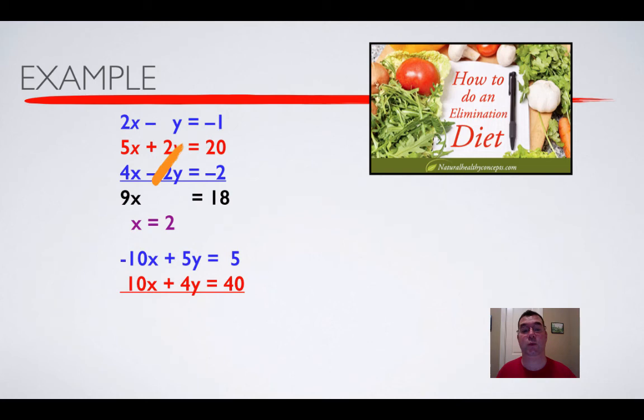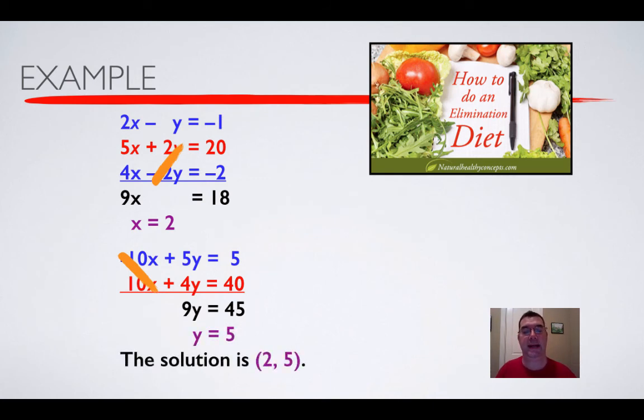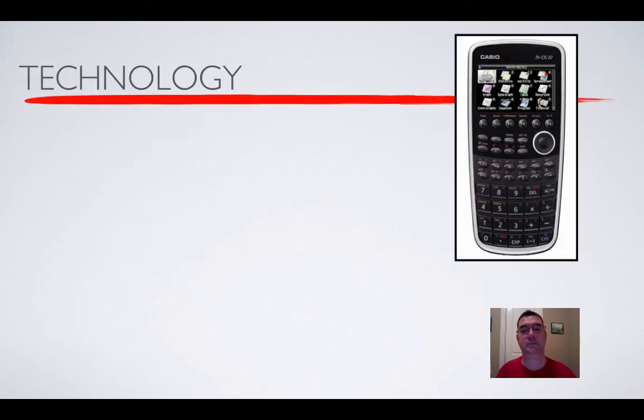Now, instead of the y's canceling out, the x's are going to cancel out when I add the two equations together. Negative 10x plus 10x is nothing, so I've got 5y plus 4y is 9y, and 5 plus 40 is 45. And if I divide by 9 on both sides, I get y equals 5. Same solution that I've obtained in the other two forms, so it looks good. But again, I would check to make sure that it's correct.